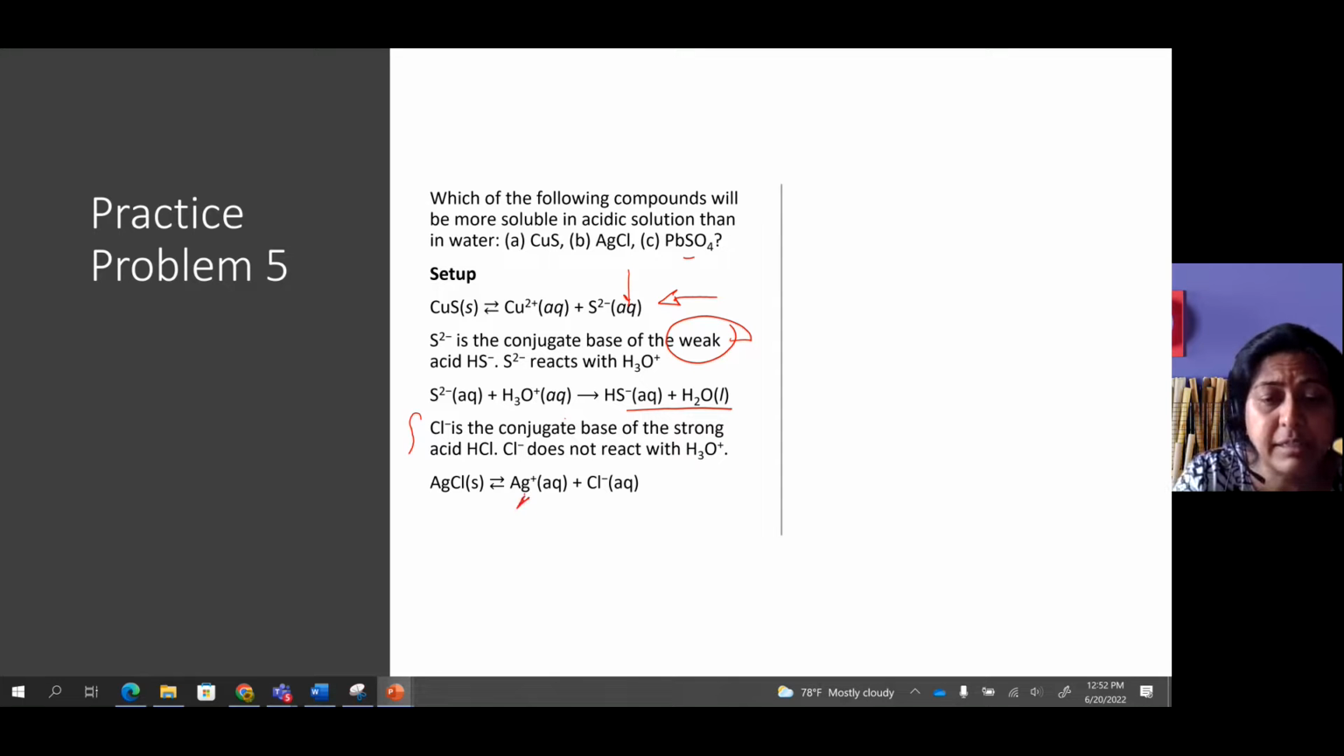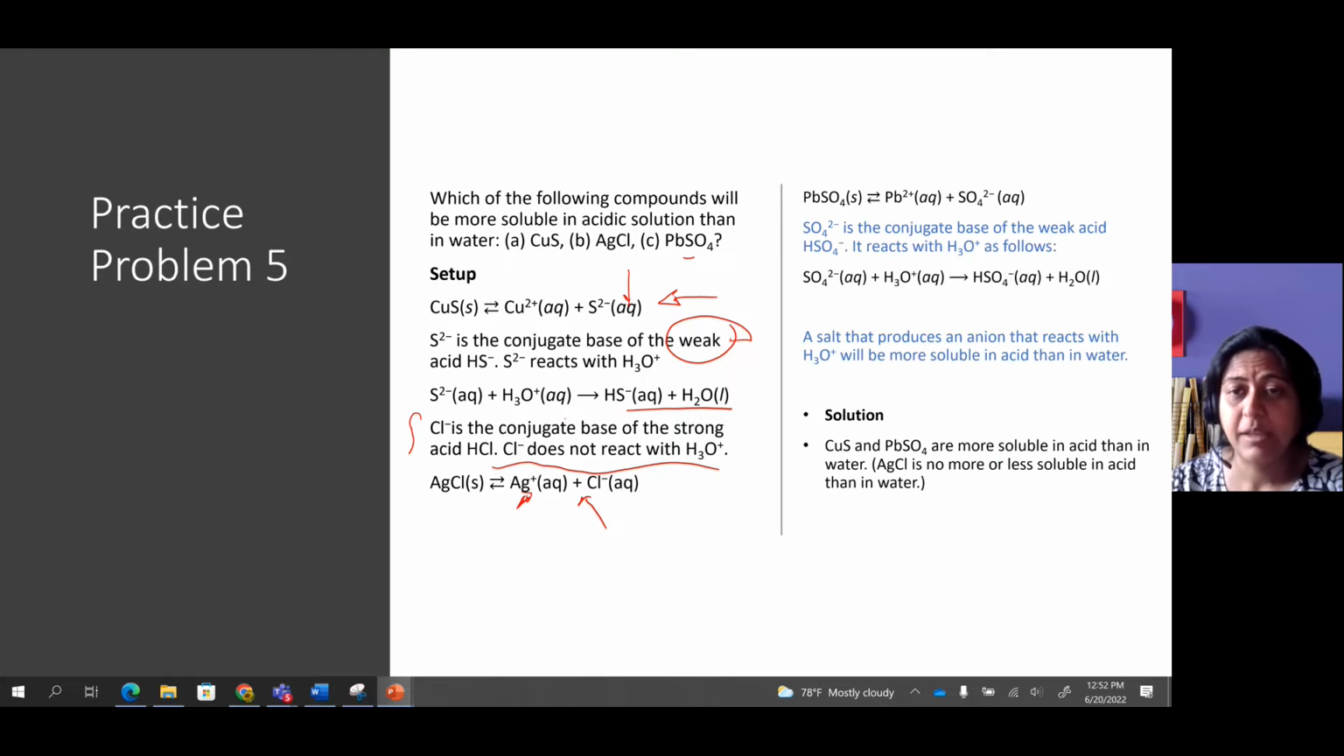AgCl. The dissociation of silver chloride produces Ag+ and chloride ions. Actually, chloride ion does not react with H3O+ because it's a conjugate base from a strong acid, hydrochloric acid.